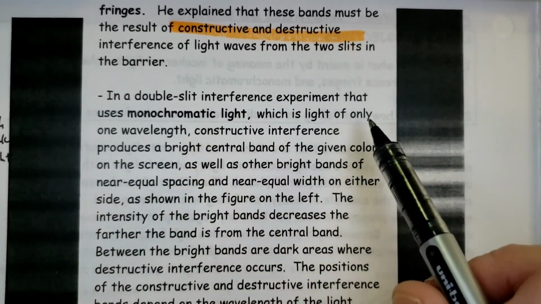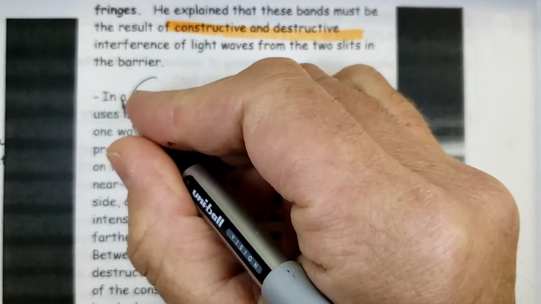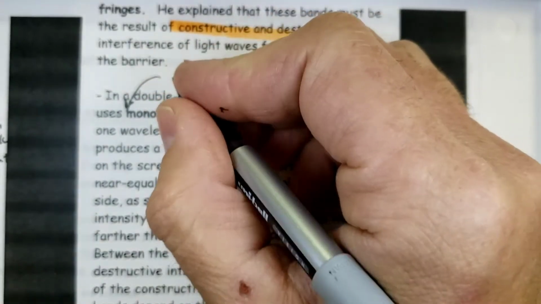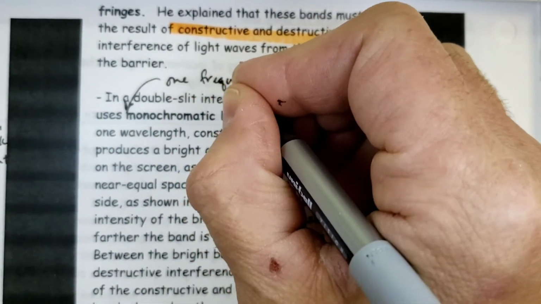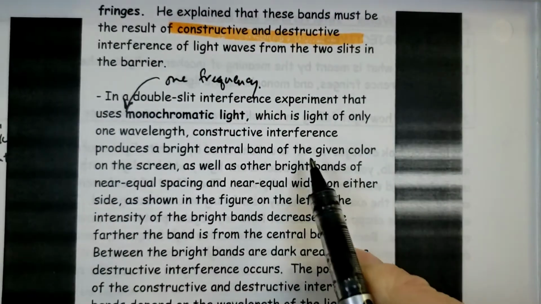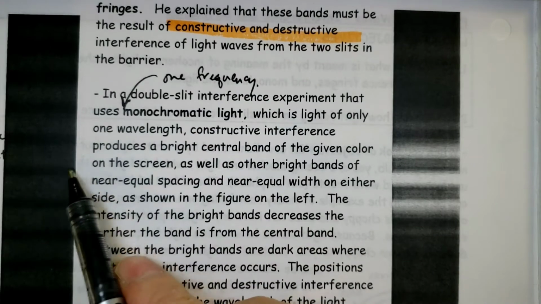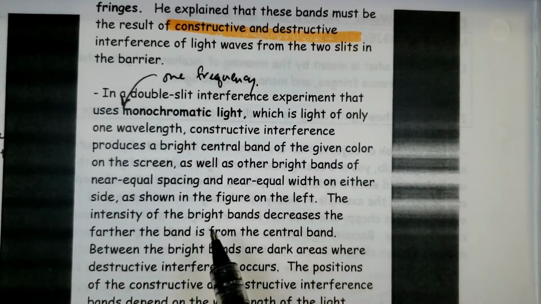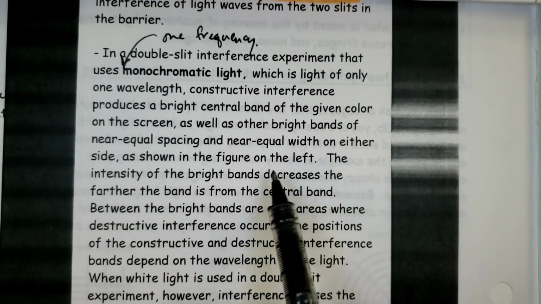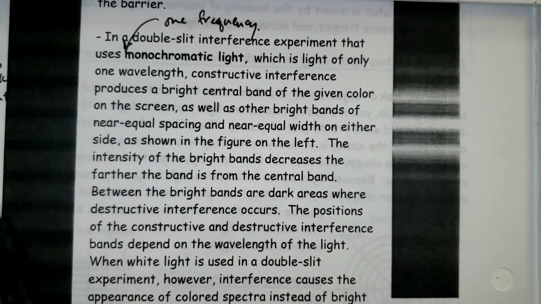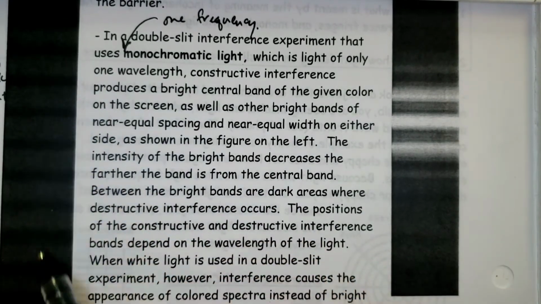In a double slit interference experiment that uses monochromatic light, by monochromatic we simply mean one frequency, light which is only of one wavelength or one frequency, constructive interference produces a bright central band of the given color on the screen, as well as other bright bands of nearly equal spacing and nearly equal width on either side, as shown on the left. The intensity of the bright bands decreases as we go further from the center.